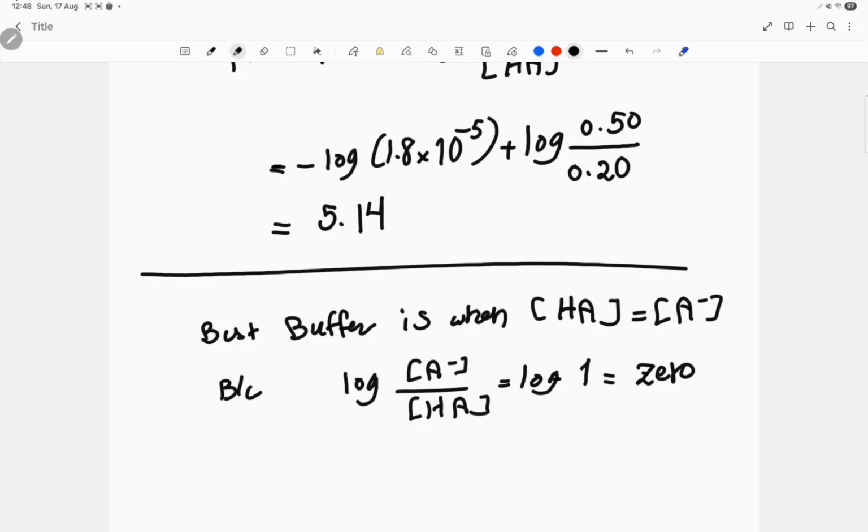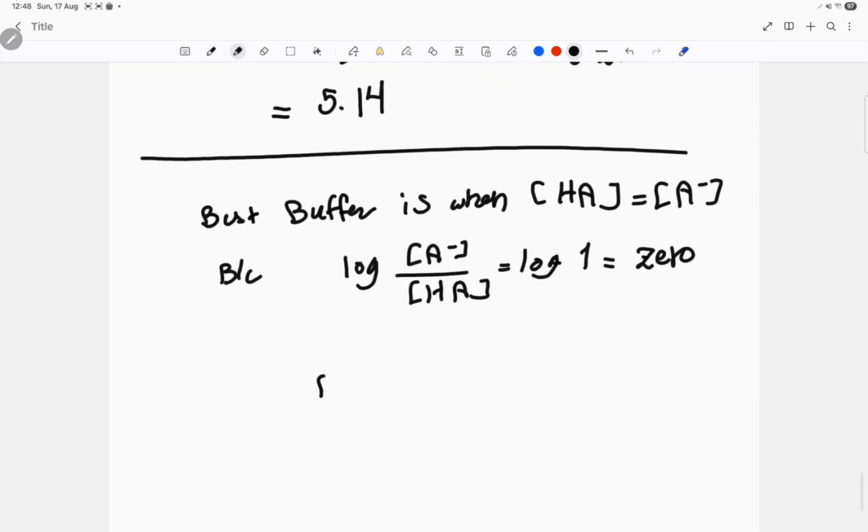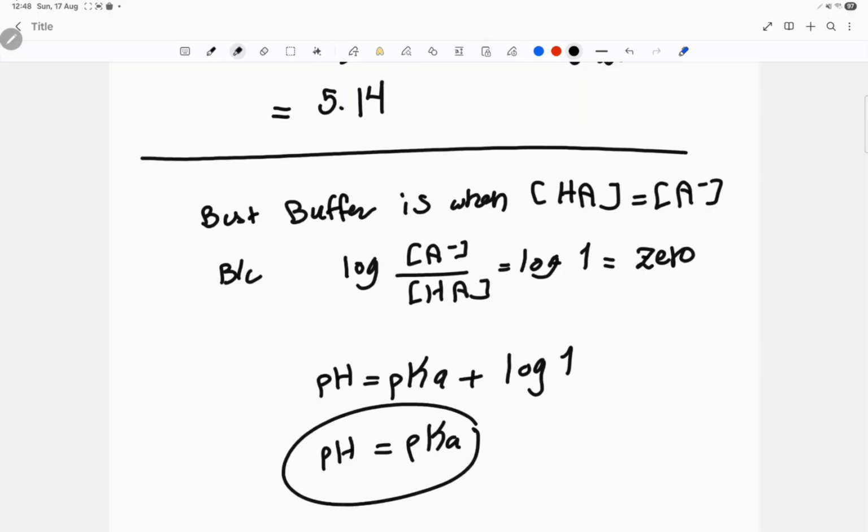So the log of 1 is going to be 0. And so when the log of 1 is equal to 0, pH is equal to pKa plus log of 1. So pH is equal to pKa. Okay? When do you use this? Whenever the concentrations of the species involved in the buffer are the same, pH is going to be equal to pKa.